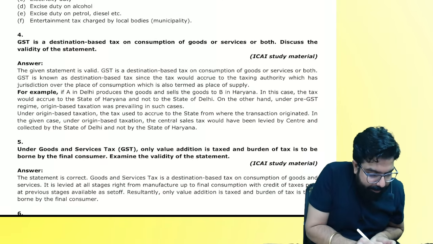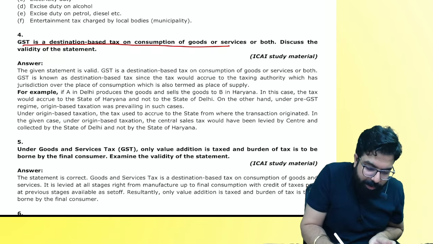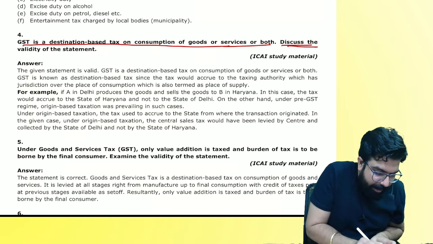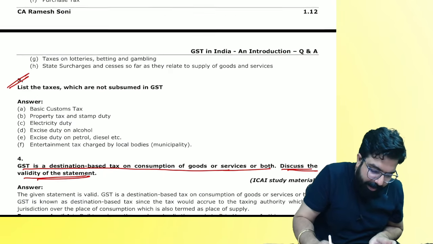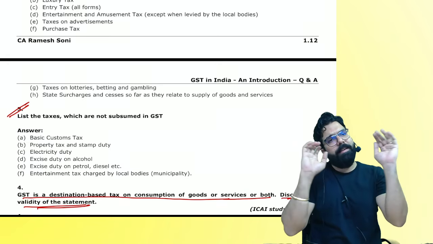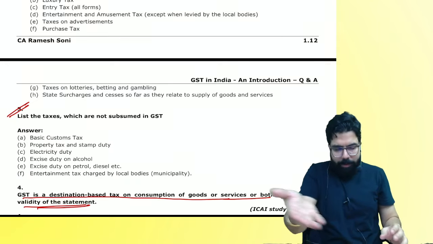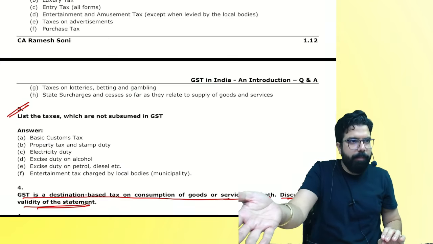Next. GST is a destination-based tax on consumption of goods and services. Discuss the validity of the statement. Tell me one thing, everyone. Do you guys agree with me? GST is a destination-based tax? Yes. Please discuss the validity. Write for 3 marks.